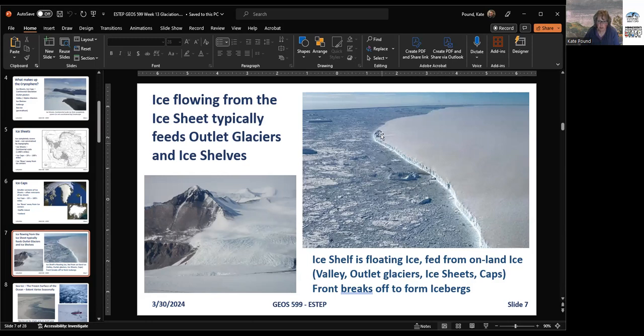Now, in front of this ice shelf, that's where we see icebergs. So when this ice shelf breaks up, it will basically produce these icebergs. And some of the icebergs that have been shed by ice shelves have been absolutely enormous, the size of Rhode Island, you know, huge things like that.